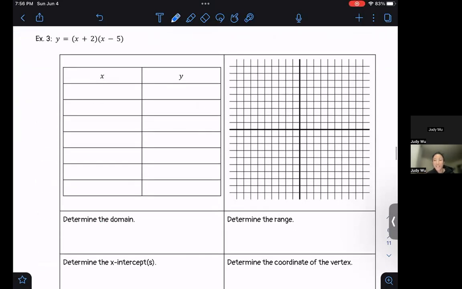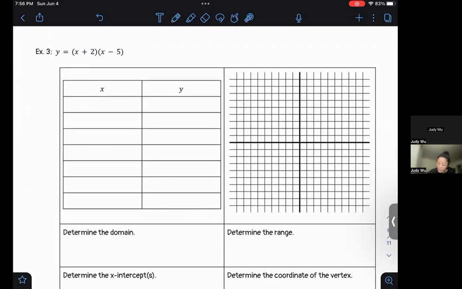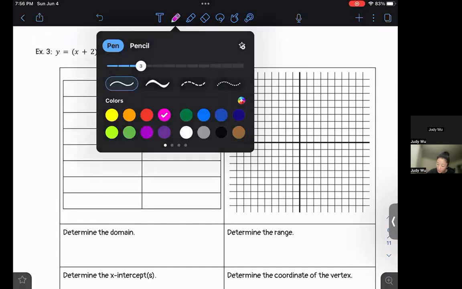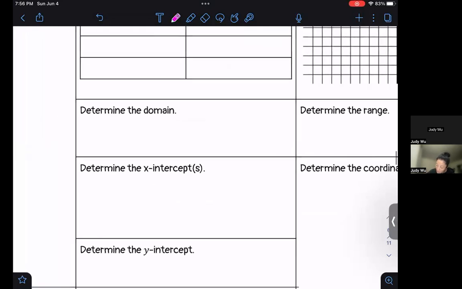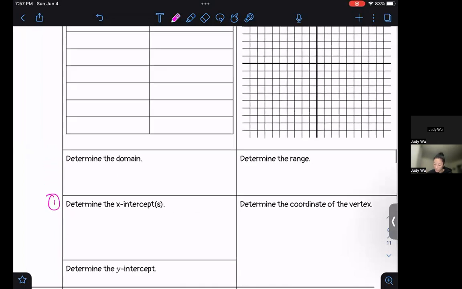These examples are long, they take up a whole page. That's why there's so much extra space in there. All right, well, here's what we are going to do. The first thing we're going to do is to go ahead and find the x-intercepts. This is going to be the first thing that we do here.